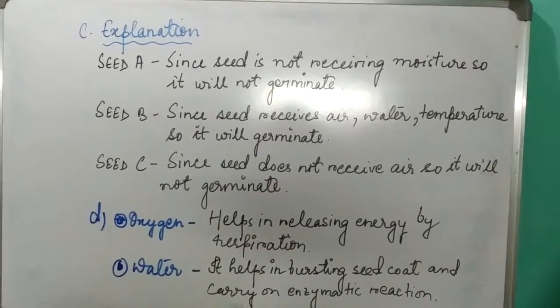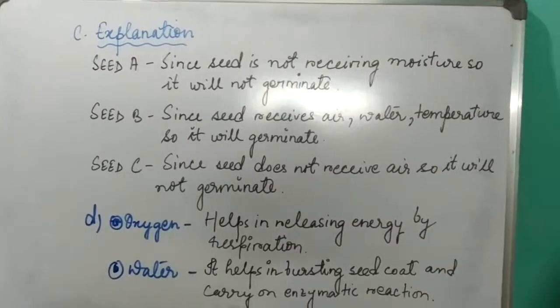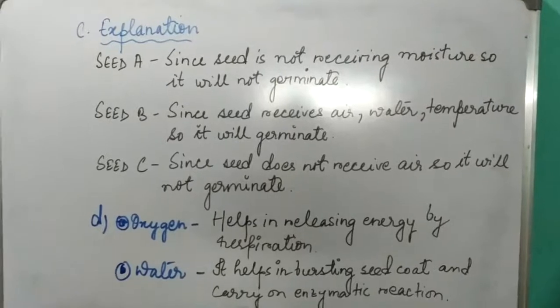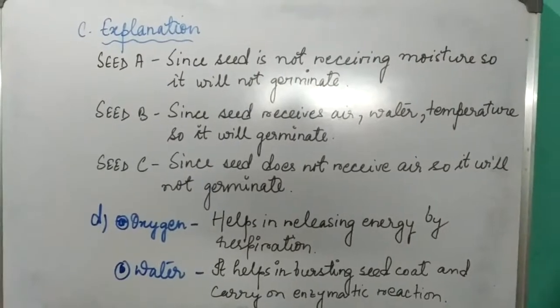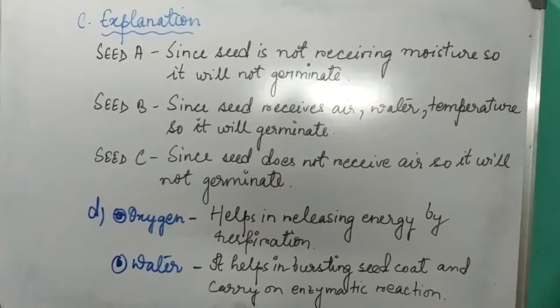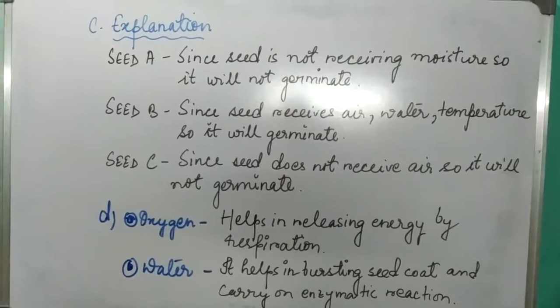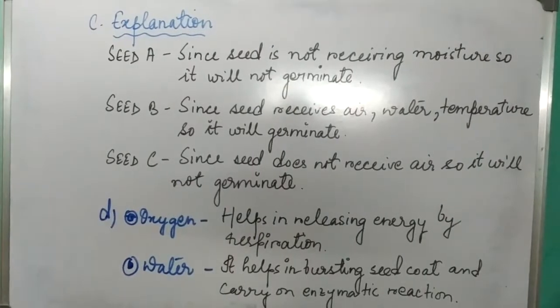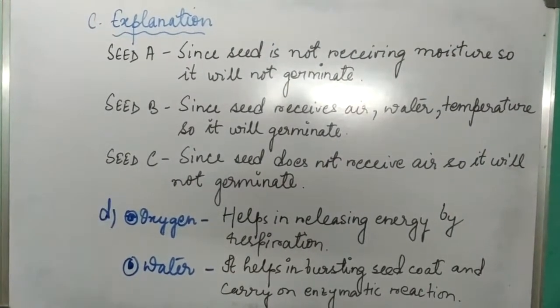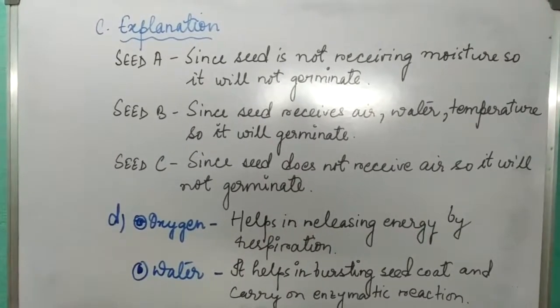Since it is above the surface of the water, it will not be receiving enough air, and as a result it will not germinate. Next is seed B. It is half inside the water and half outside in the air. Now it is receiving air, water as well as the optimum temperature required for germination. So it will start germinating.